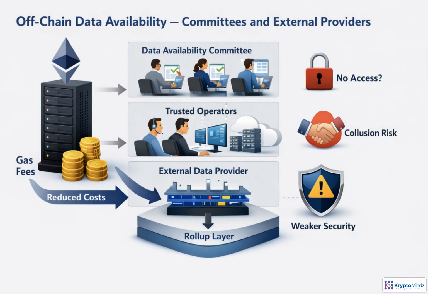Another approach is to move availability off-chain. This can reduce gas costs and improve throughput, because the system is not paying Ethereum to store every required data blob. But the guarantee changes. A committee, operator set, or external provider may attest that the data exists. Users then depend on those parties not withholding it or coordinating dishonestly. In short, cheaper data, but weaker recovery and less trust-minimized security.